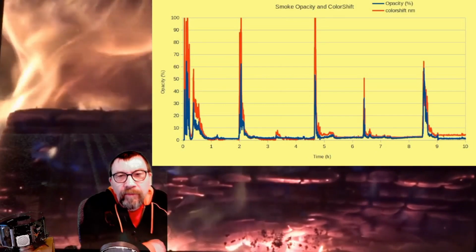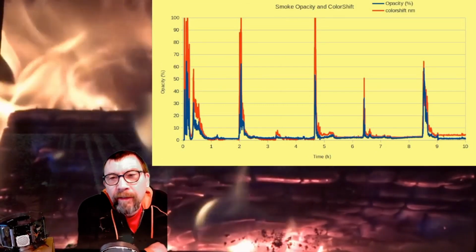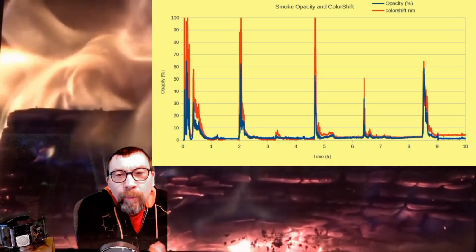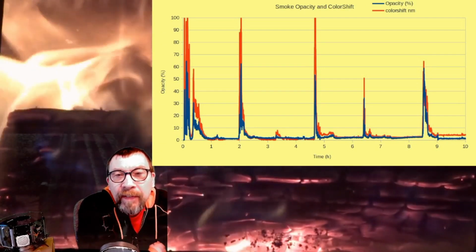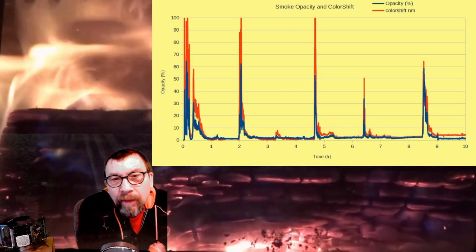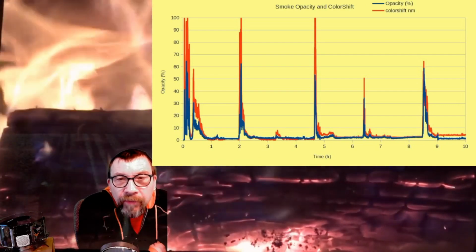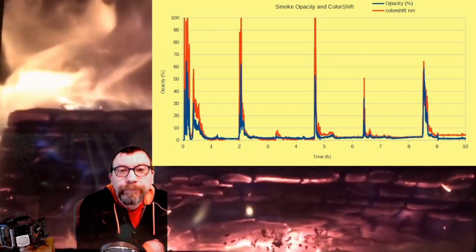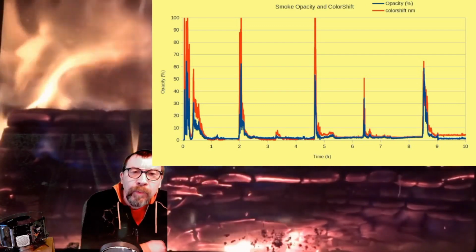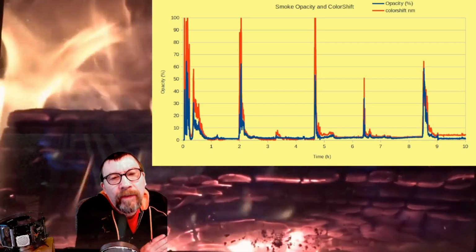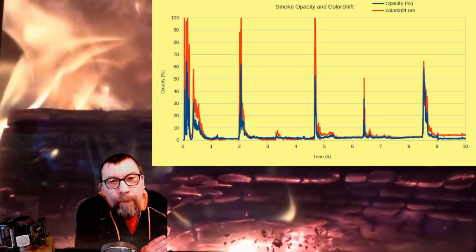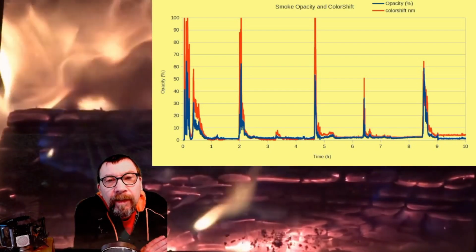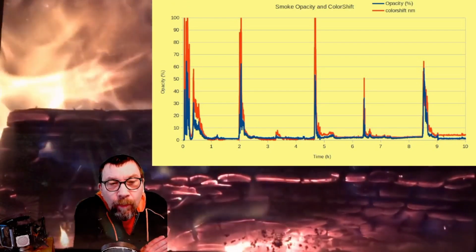This is 10 hours of data. Now, 10 hours of data is a little easier to see. You can pretty much tell when I open the door or put a piece of fuel on. I don't think you could put much fuel on this stove without me seeing it in this data. We have two things presented. One is the opacity, which is the blue line, and then we have the color shift, which is the orange line.